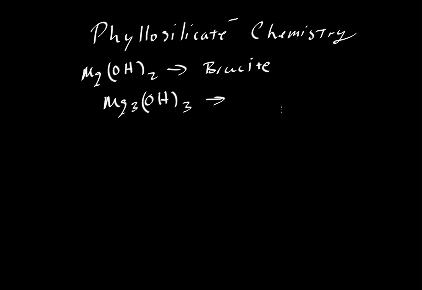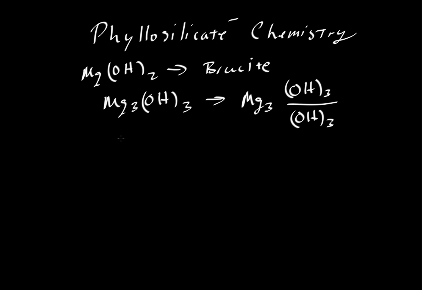And the reason we do that is so we can use this clever little technique that is shown in the textbook by Klein and Dutro to illustrate the structure of brucite, which can be written as Mg3 and then OH3 on top, and then a little fraction sign, and then OH3 on the bottom. This is not really a fraction. This is really meant to indicate structure.